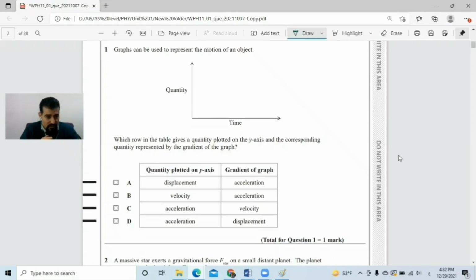Thank you Noor, thank you Shahid, thank you Hamza. Now they are correct. Noor, Hamza, and Rabah, bravo. I have to put velocity here on the y-axis to make the gradient equal the acceleration. So the answer is B.